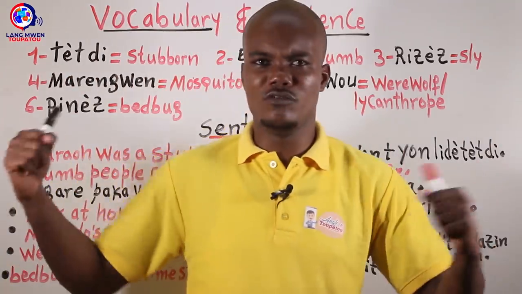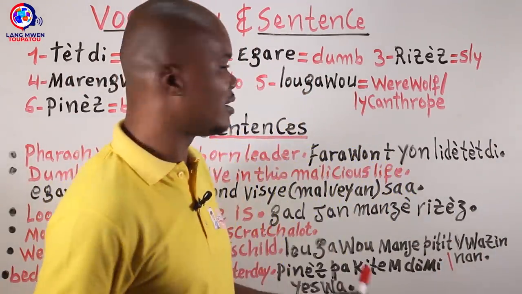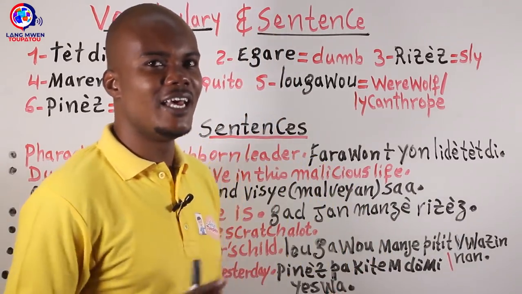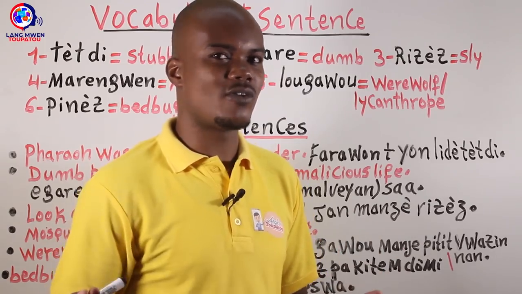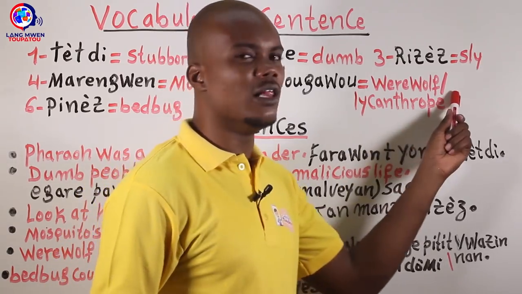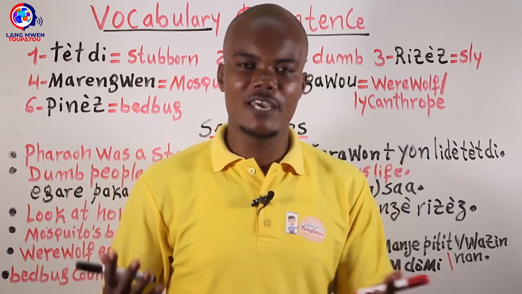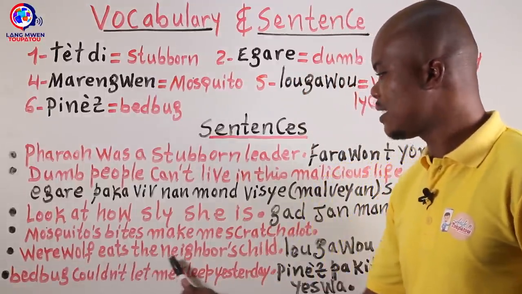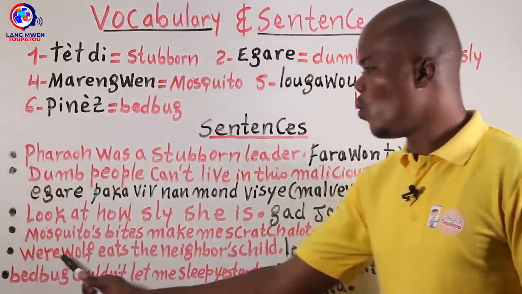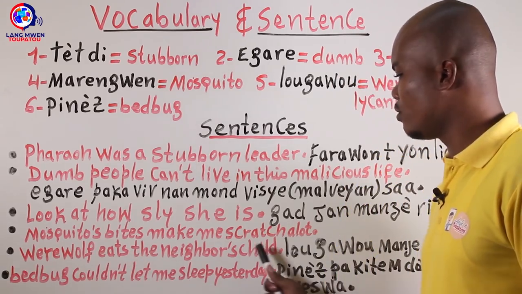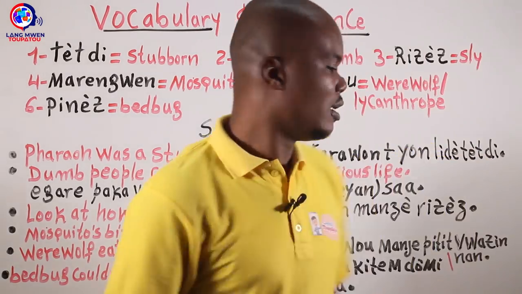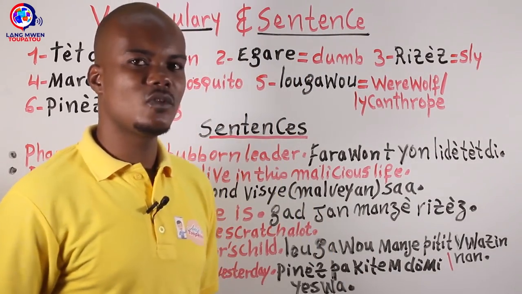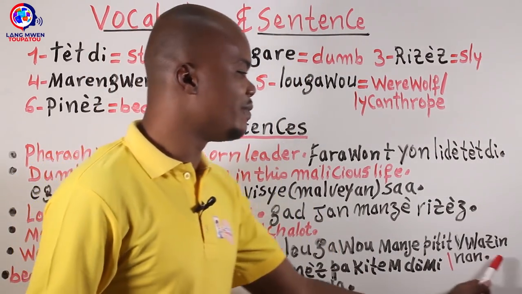You say lycanthrope, werewolf or lycanthrope. Let me give you an example. Werewolf eats the neighbor's child. Werewolf eats the neighbor's child.